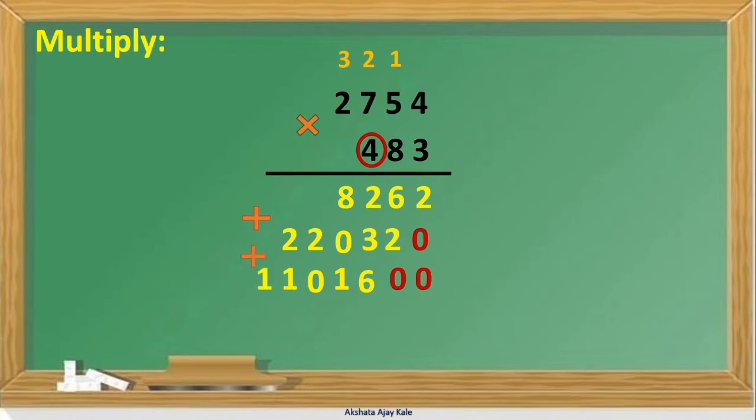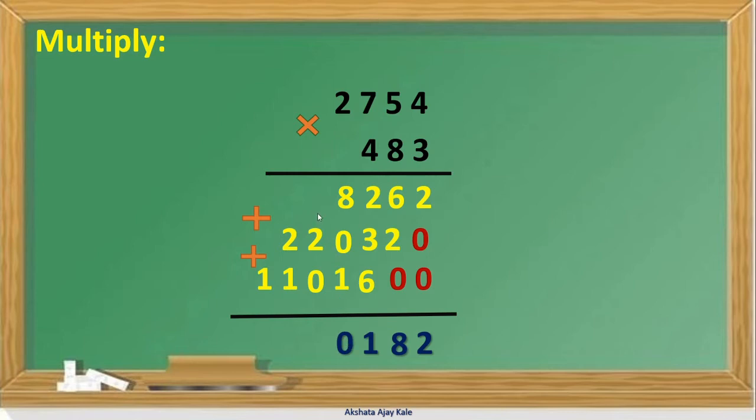Right? Now we are going to add all these three numbers. We will begin from unit place. 2 plus 0 plus 0, that is 2. 6 plus 2, that is 8. 2 plus 3, that is 5, plus 6, that is 11. 1 we will write down, 1 is carried over. 1 plus 8, that is 9, plus 1, that is 10.